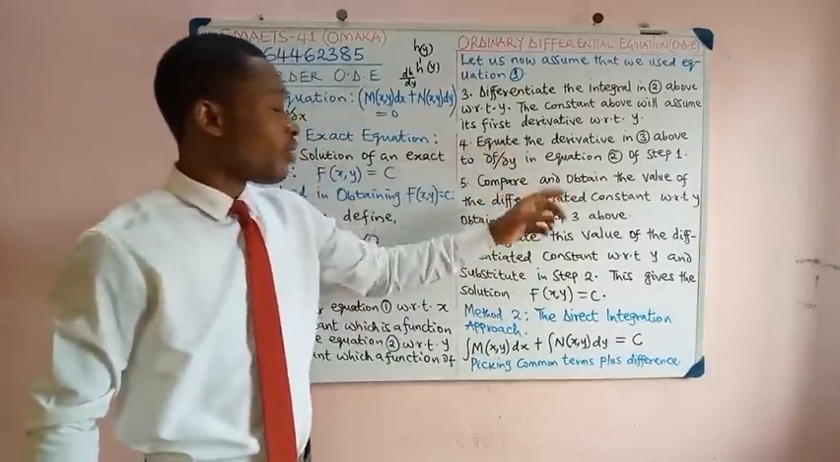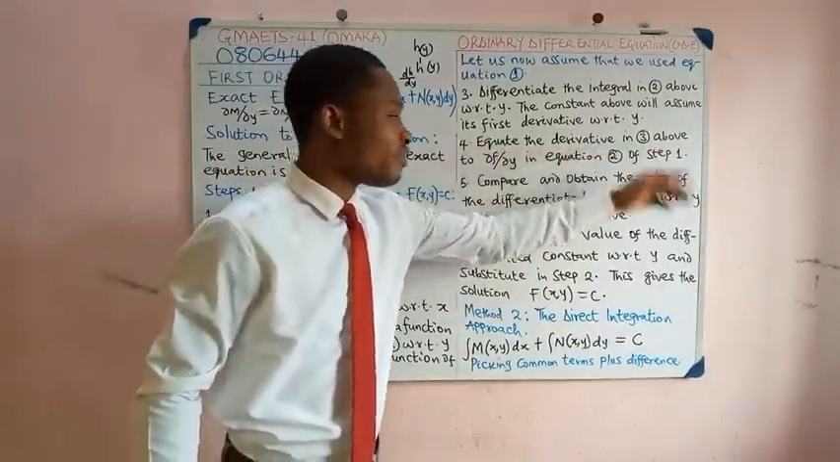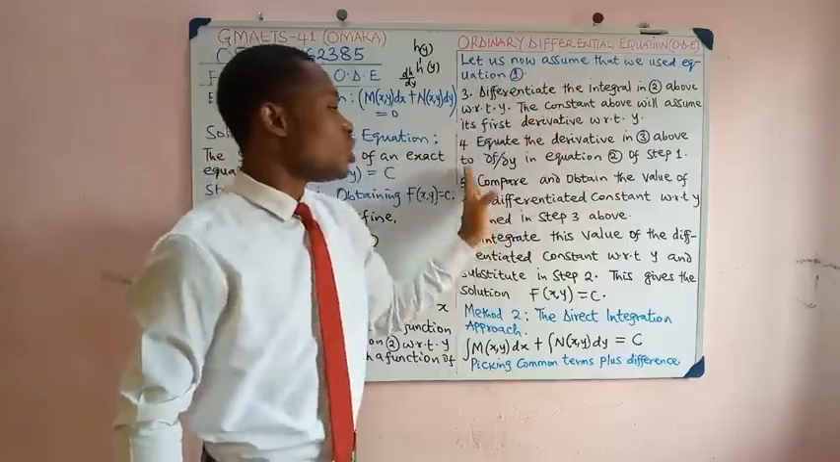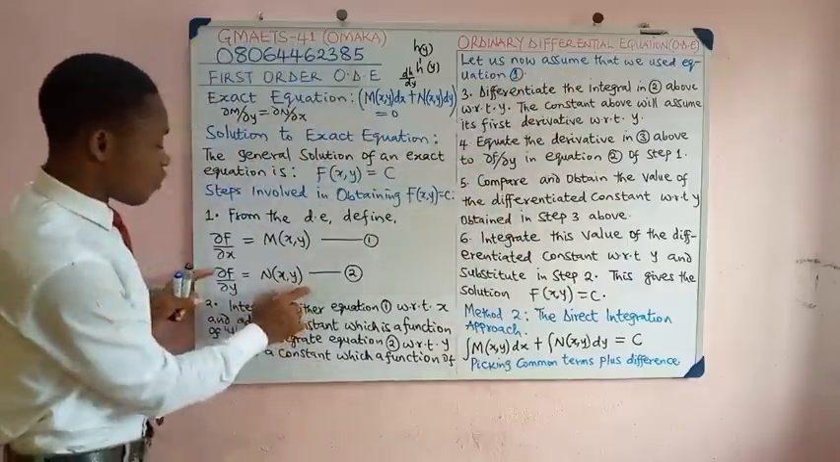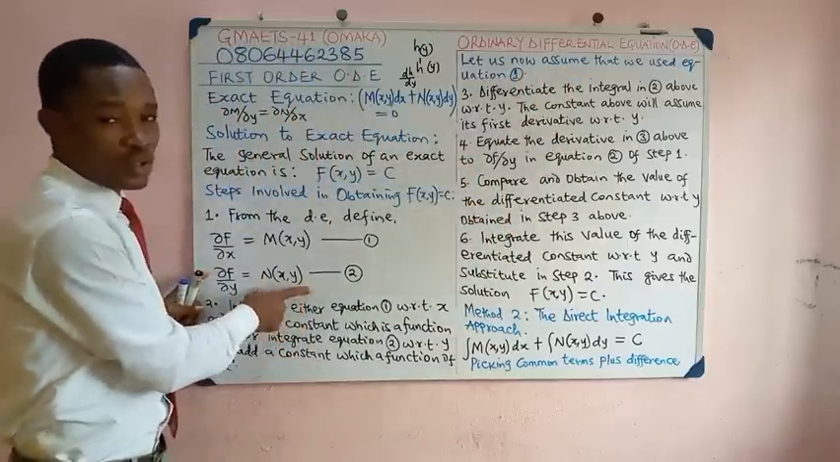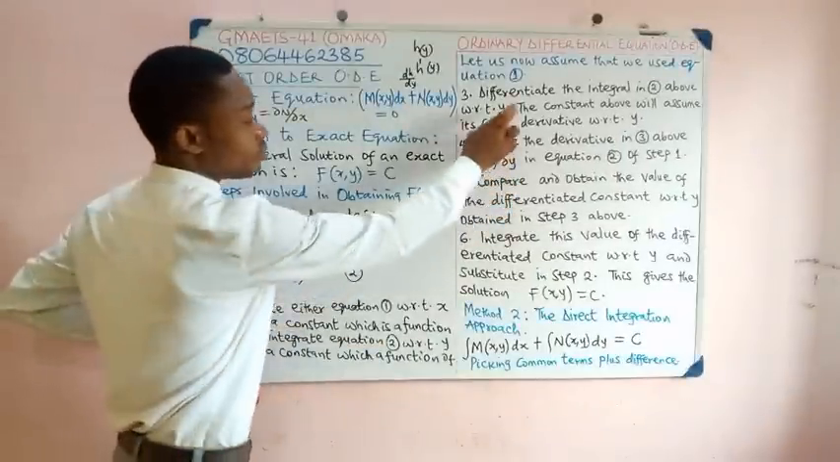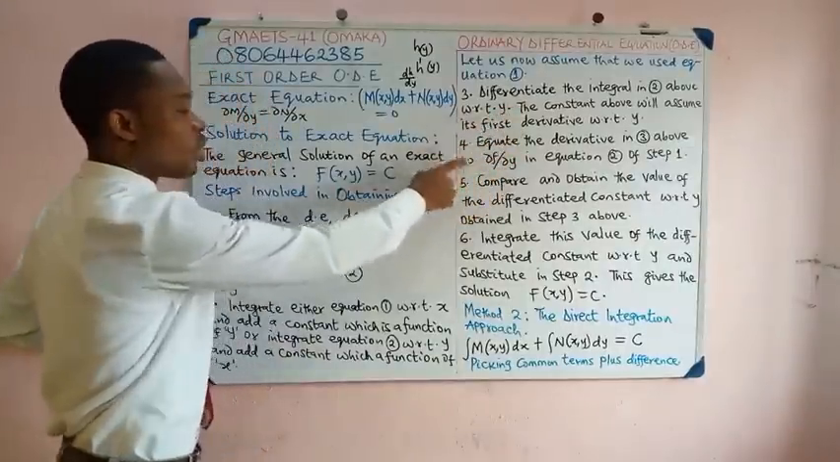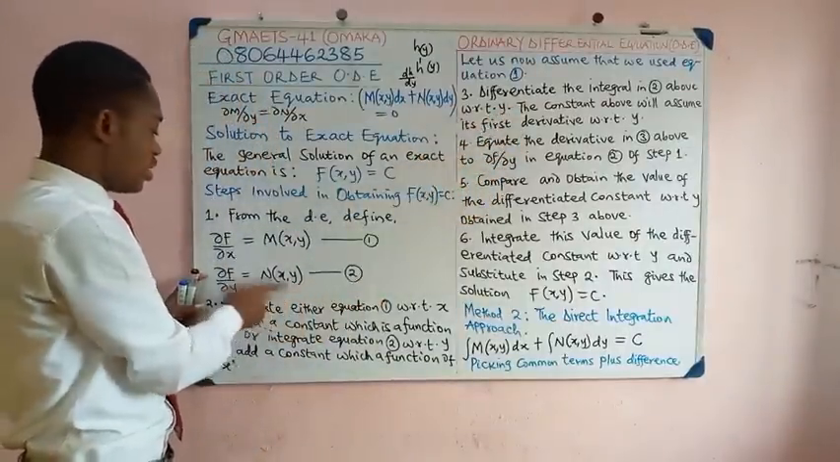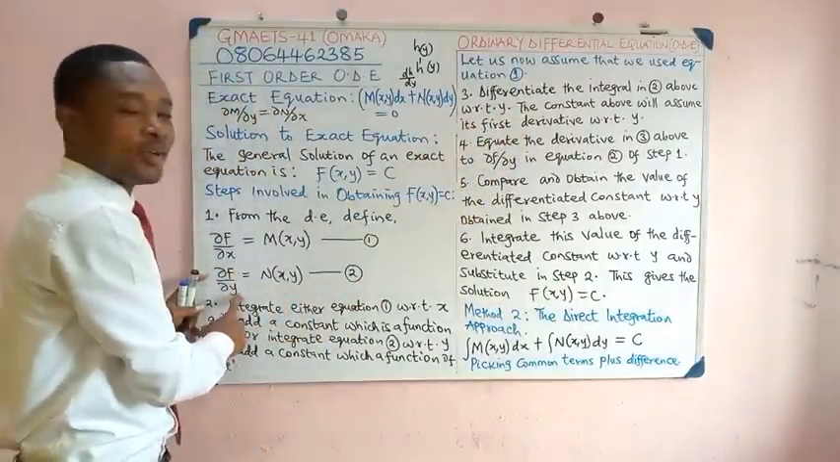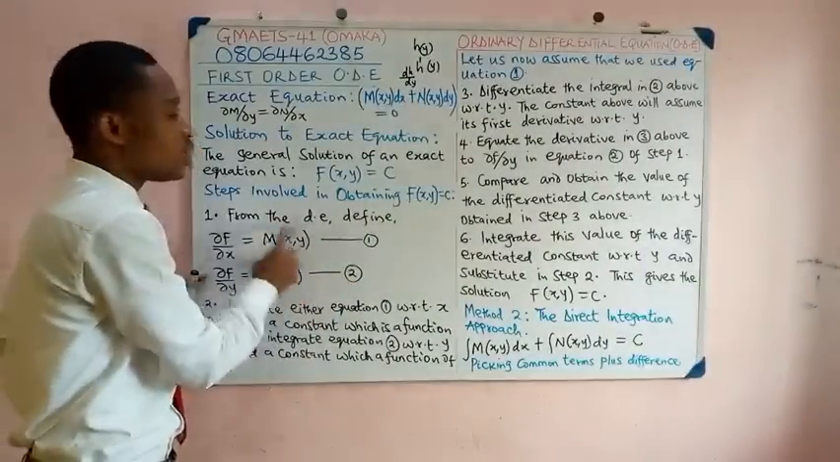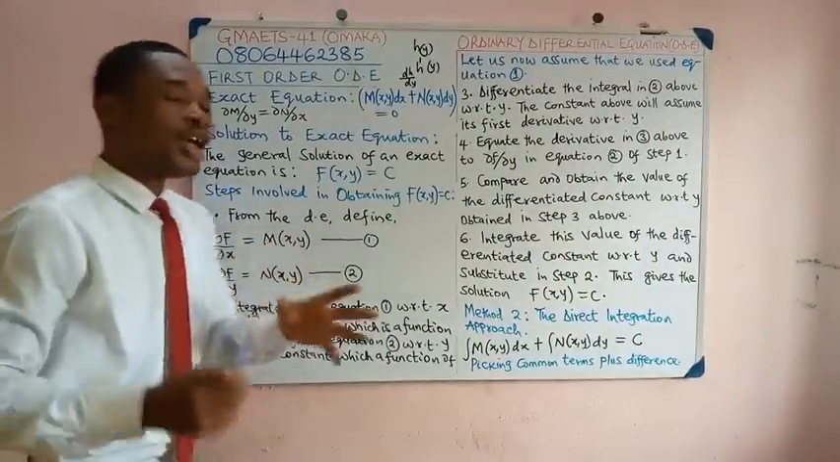Now in the fourth step, you're going to equate the derivative in 3 above, this derivative, to del f over del y in equation 2. That is the equation 2 in step 1. What you're going to get from step 3, in step 4, you equate it to this del f over del y, which you have as equation 2 in step 1. Why do you do that?